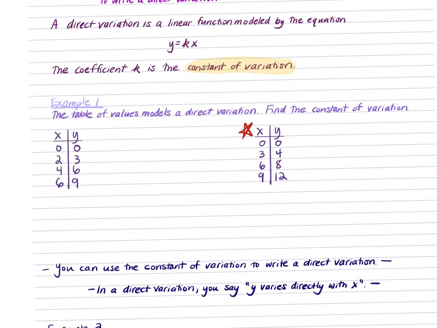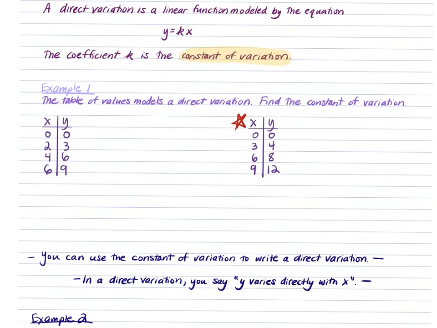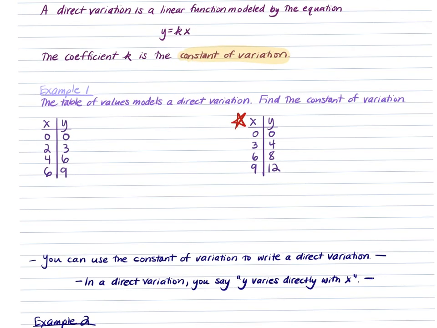Here we have a table of values that models a direct variation. Find the constant of variation. So what this means is we have a bunch of different points here, right? If it's of the form y equals kx, this is my x when this is my y. So if I plug in 0 for x and 0 for y, 0 equals 0. Okay, that doesn't help us solve for k. So let's go to the next one.